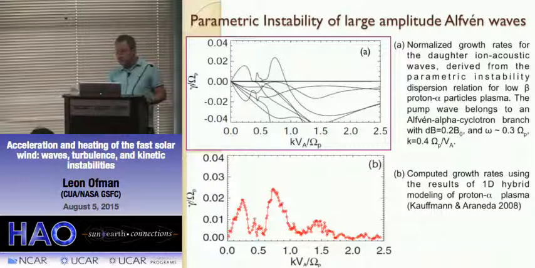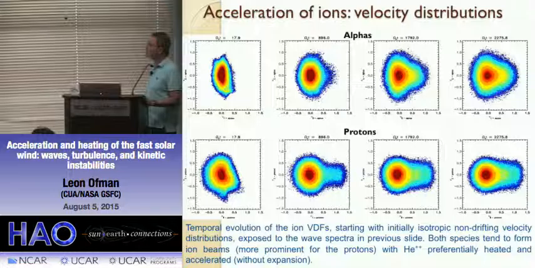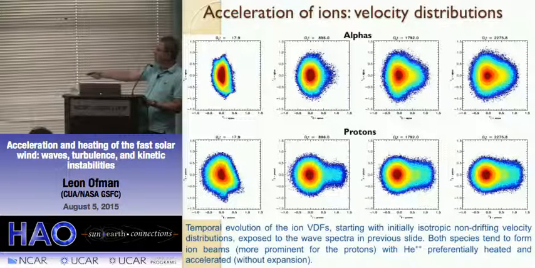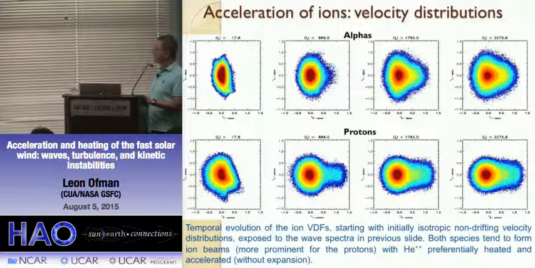So one aspect of this parametric instability was that you get these beams, and you can get them both in alphas and in protons. As you can see, this temporal evolution here, going from left to right, you see the formation of the beam in alpha and in protons due to the parametric instability. So one of the mechanisms that have been proposed for the formation of this beam and the acceleration along the field is indeed the parametric instability of the alpha waves.